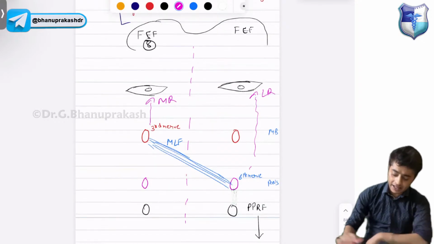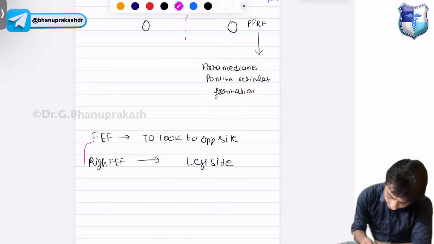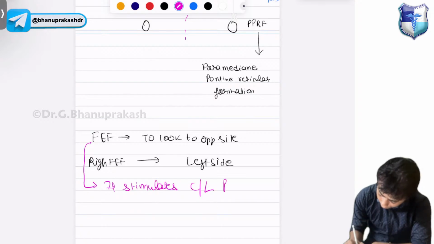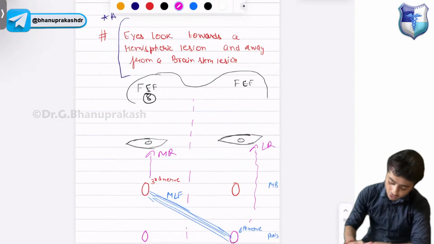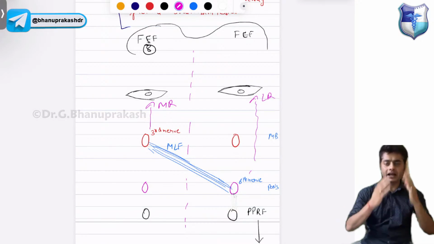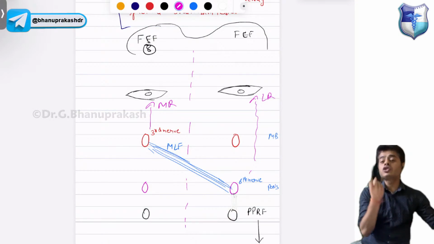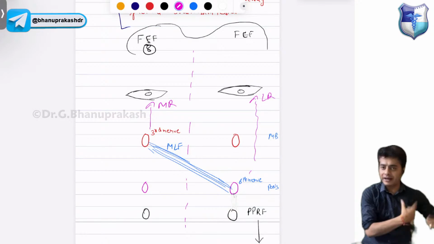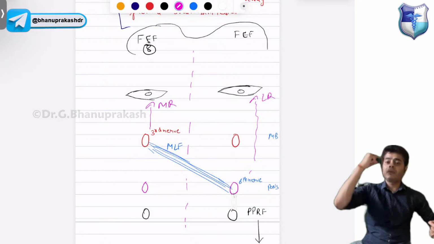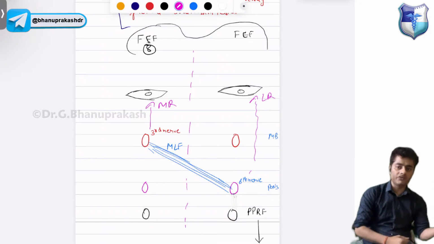वेरी गुड। अदर कंसेप्ट, I have told you that FEF has to look to opposite side. So FEF stimulates contralateral PPRF. Suppose I want to look to my left side. For looking to my left side, my left PPRF should be stimulated. And who will stimulate my left PPRF? Either left PPRF can stimulate it by itself, or my right frontal eye field, because my right frontal eye field has a contralateral connection to left side PPRF. So if my right frontal eye field is stimulated, it will stimulate left side PPRF. I will look to left side. Or if my left PPRF is stimulated, I will look to left side. Okay, everyone?